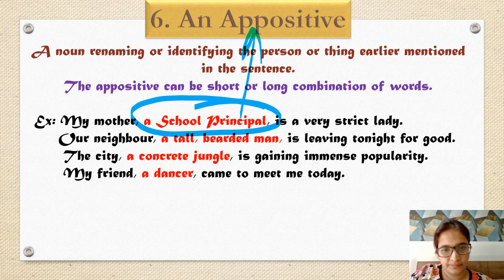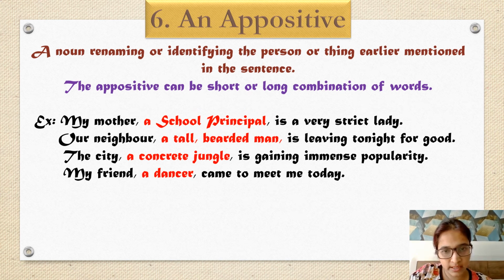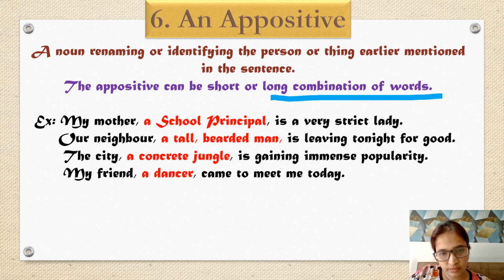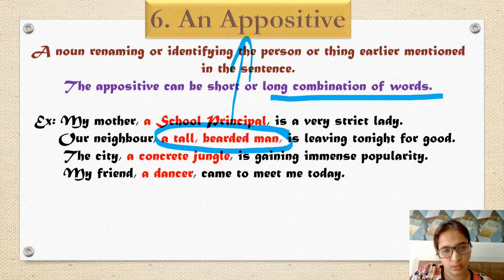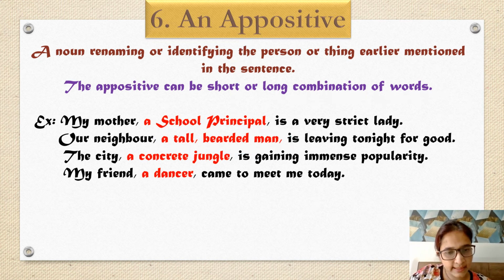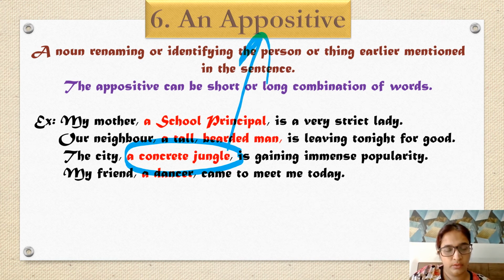Now, our neighbor, a tall bearded man. This time we are using a long combination of words to identify that person. A tall bearded man is the appositive form of the noun. Our neighbor, a tall bearded man, is leaving tonight for good. Then, the city, a concrete jungle. We are talking about the city which is now a concrete jungle. So this is again a kind of emphasizing or renaming of it, or relating it to a characteristic.